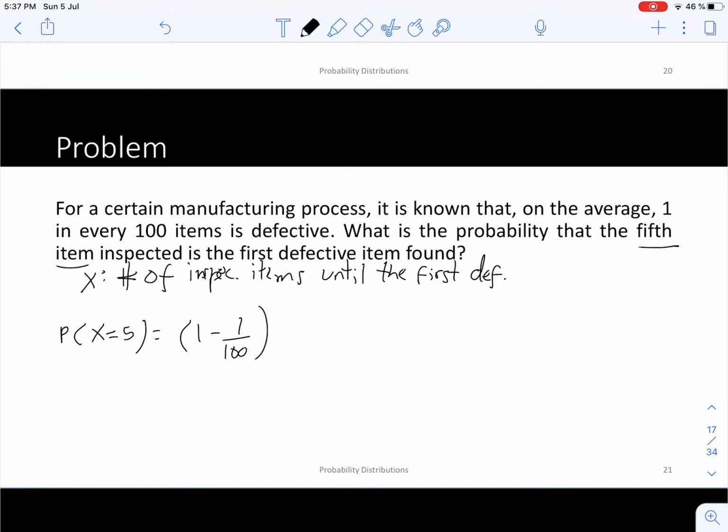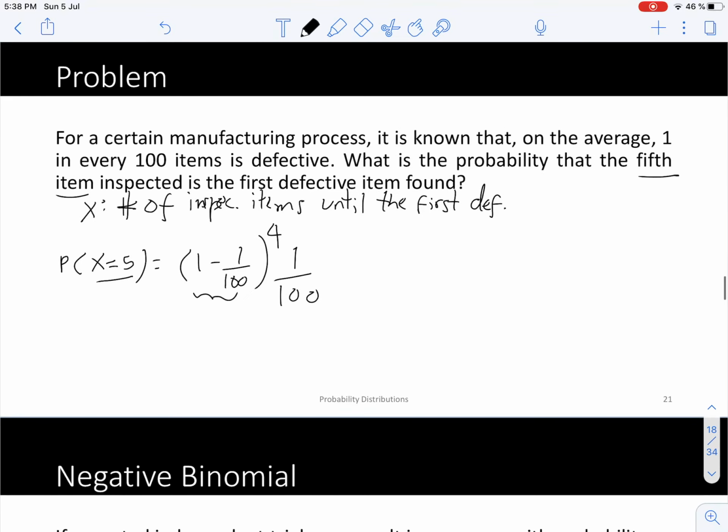Now, since the defective one is found in the last item inspected, then there are 4 units that are good, right? So this is the probability that is not defective, and the last one is the defective one, right? So times 1 over 100, right? So that's going to give us the probability that the first success or the first defective will occur in the fifth inspected unit. So that's the geometric probability distribution.